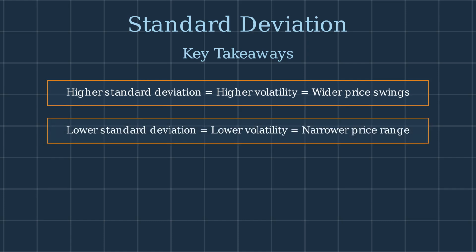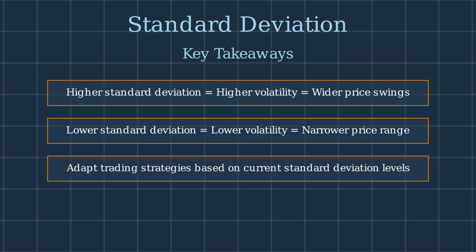Higher values indicate wider price swings, while lower values show more stable price action. Smart traders adapt their strategies based on current standard deviation levels, adjusting position size, stop-loss distances, and profit targets accordingly.